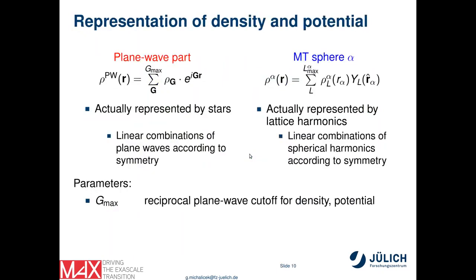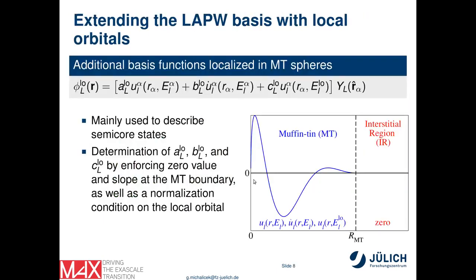So there is a way of overcoming this linearization error, and this is the addition of so-called local orbitals. These local orbitals look like this. We also have these functions u and u dot that we already know from the LAPW basis, and we have an additional function u in this case, and this is just the conventional u evaluated at a different energy parameter, E_l.